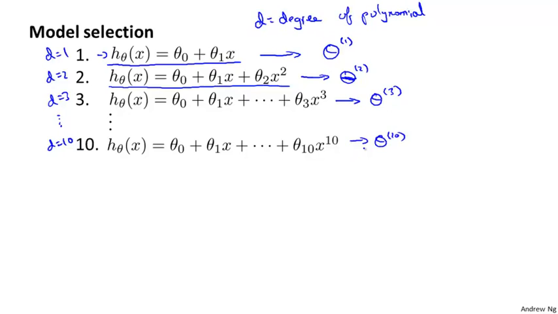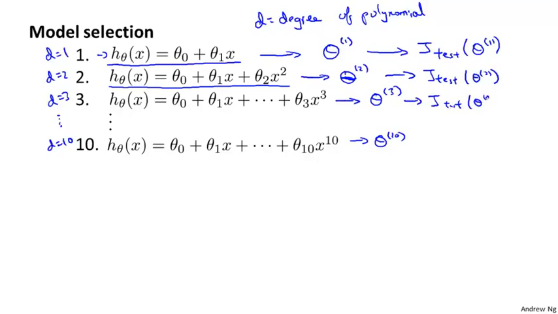And one thing we could do is then take these parameters and look at the test set error. So I can compute on my test set J test of theta 1, J test of theta 2, J test of theta 3, and so on. So I'm going to take each of my hypotheses with the corresponding parameters and just measure their performance on the test set.